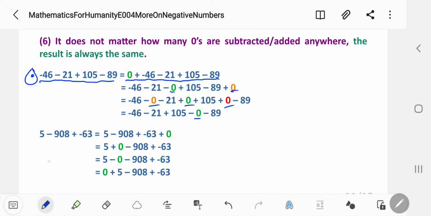And in here you can also place 0 anywhere. In this example, you have 5 minus 908 plus negative 63. You can also put parentheses if you want. So you have 5 minus 908 plus negative 63 plus 0, or you can put the 0 here, or you can subtract 0. It doesn't matter. 0 doesn't hold any sign at all, only positive and negative numbers. 0 is between positive and negative numbers. So that's it.